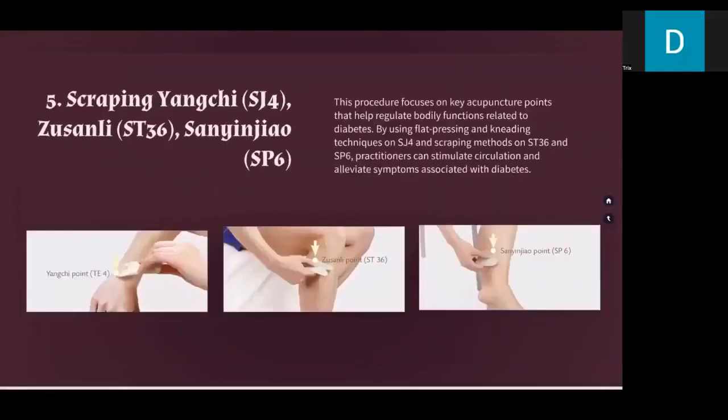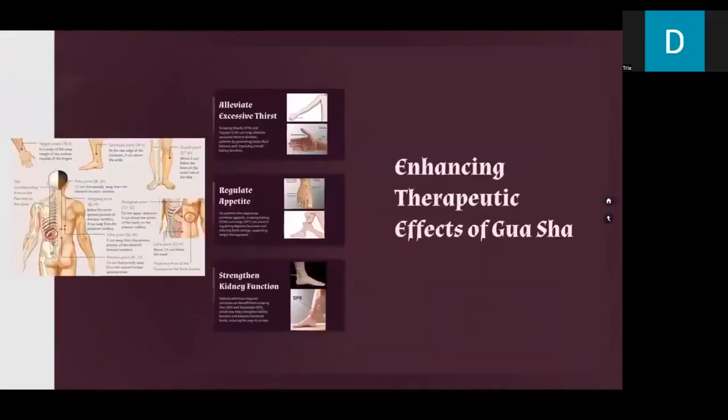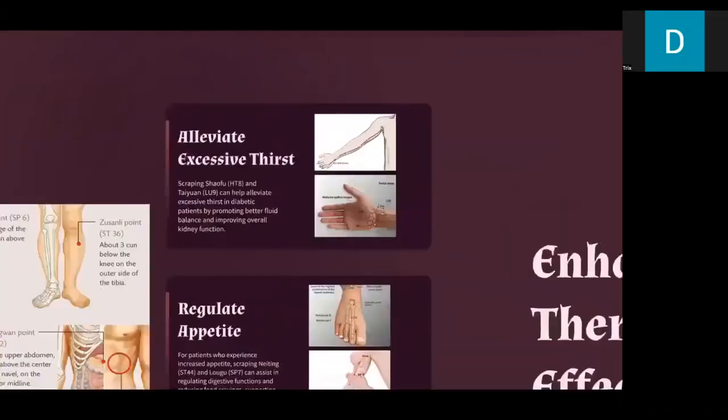Scraping Yang Qi, Susan Lee, and San Yin Jiao. This procedure focuses on key acupuncture points that help regulate bodily functions related to diabetes. By using flat pressing and kneading techniques on Sanjian, LI 3, and scraping methods on Stomach 36 and Spleen 6, practitioners can stimulate circulation and alleviate symptoms associated with diabetes, enhancing the therapeutic effects of gua sha.